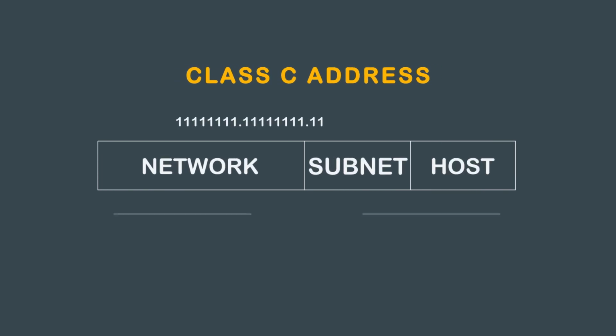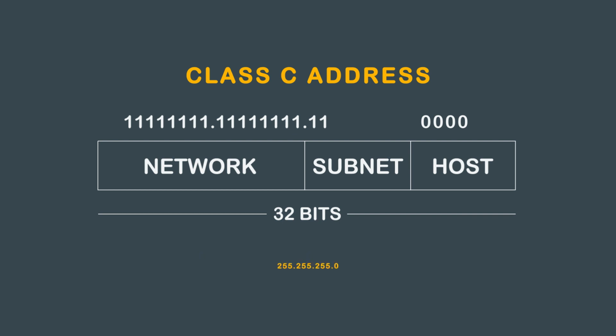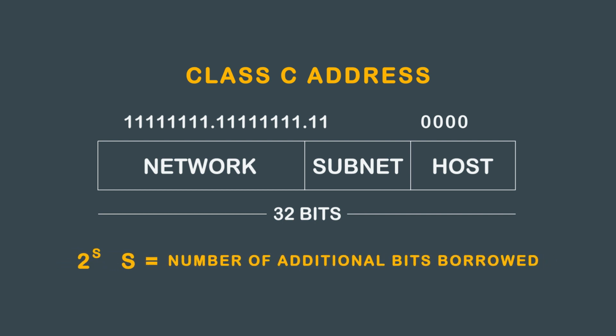Here we have a Class C address. The default subnet mask for a Class C address is /24 or 255, 255, 255, and 0. We are borrowing an additional 2 bits from the host portion, making our network a /26 network. Subnets in the network are calculated with the formula 2 to the power of s, where s is the number of additional bits borrowed from our original Class C mask.